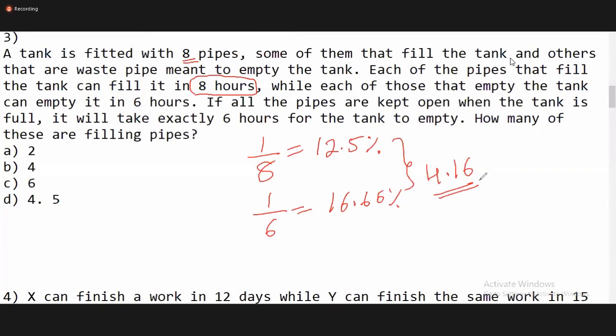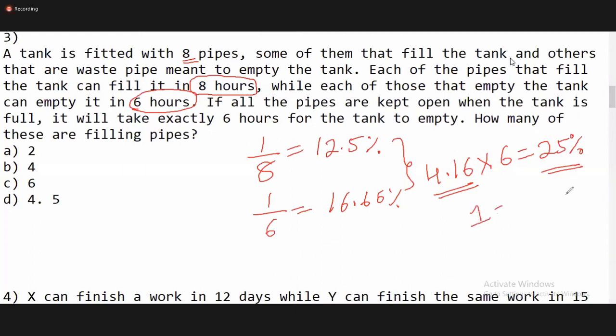Which means in every hour, essentially it is emptying 4.16. In how many hours will the tank get emptied? 6 hours. 1 hour 4.16. In 6 hours it will be almost 25%. Yes or no? Saket. 4.16 times 6, so this would be 25%.